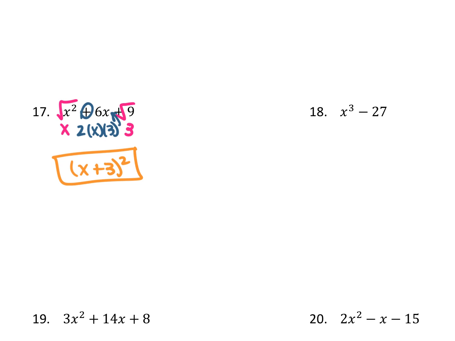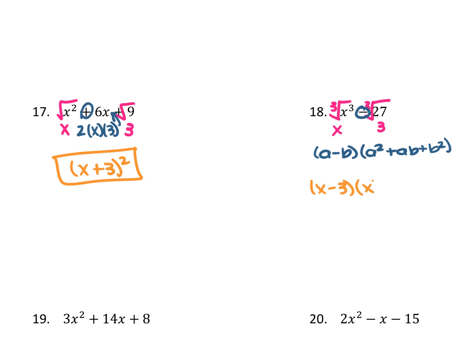For 18, you have x cubed minus 27. You have two terms that you can take the cube root of both. So that's going to give you an x and a 3. You have subtraction that separates these two, so you'll use a minus b times a squared plus ab plus b squared. Your a is x, your b is 3. So that's going to give you x minus 3 times x squared plus 3x plus 9.